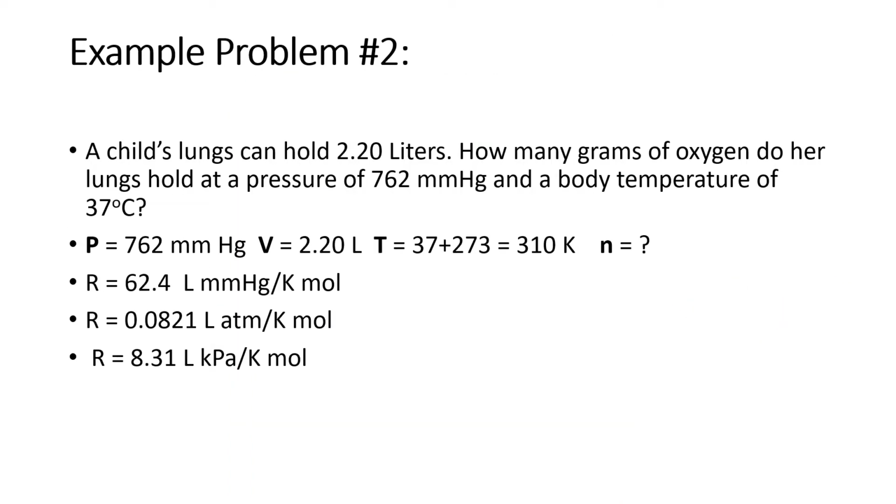All right, let's go into this some more. A child's lungs can hold 2.2 liters. How many grams of oxygen do her lungs hold at a pressure of 762 millimeters of mercury and a body temperature of 37 degrees Celsius?